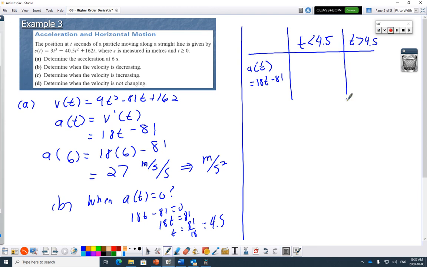Now, sometimes you get something that's not quite so easy to do the positive negative thing with. I could change this to 18 bracket t minus 4.5. So sometimes you can force the situation and get the factored form, but you don't have to. You could totally just look at 18t minus 81 and go, okay, I'm going to plug in 2. I get 36 minus 81, so I get negative there. I'm going to plug in 5 here. I get a positive there. And so this is where I get negative and positive acceleration.